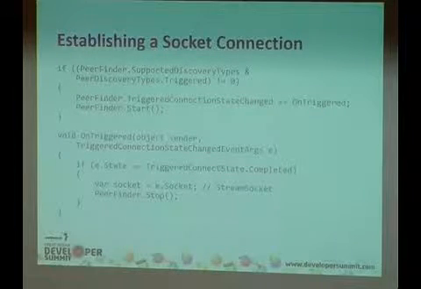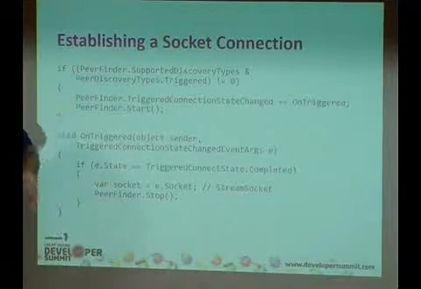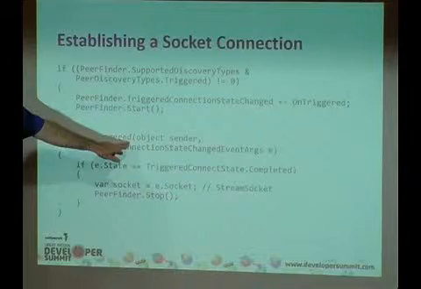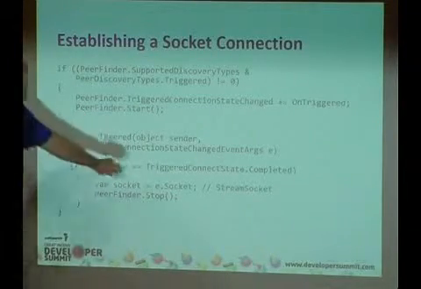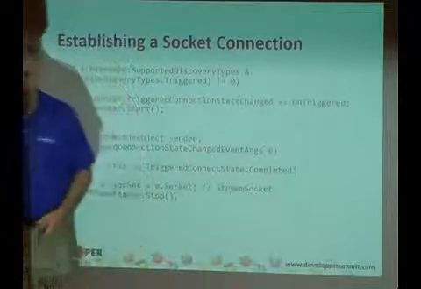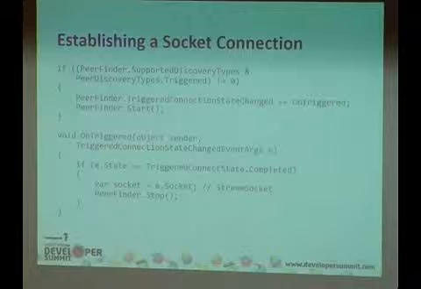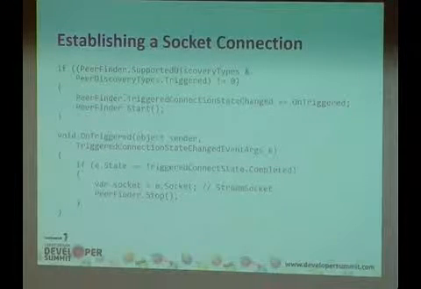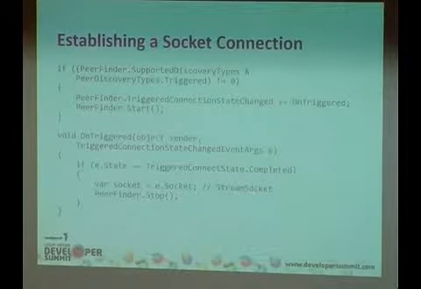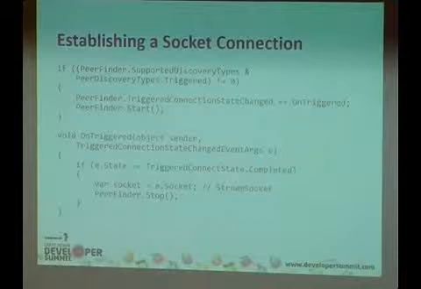The key is that when the connection has been negotiated, then a trigger connection state event will fire. It will have a state property, the event args, equal to trigger connection state dot completed. That tells you that these two devices are now talking to each other. And guess what? Through the event args, through the socket property, you get a reference to a stream socket object. A stream socket is the class that represents TCP sockets in WinRT.